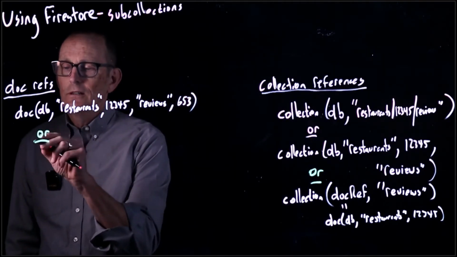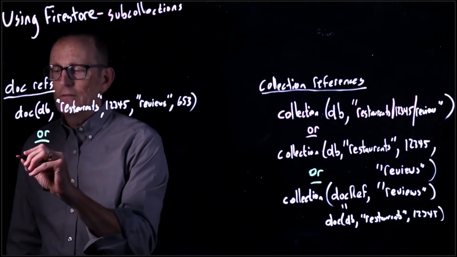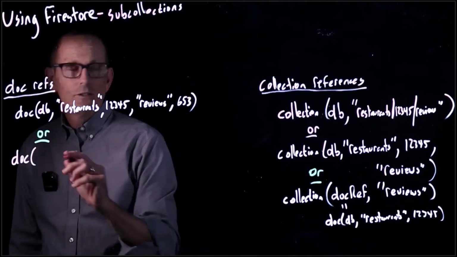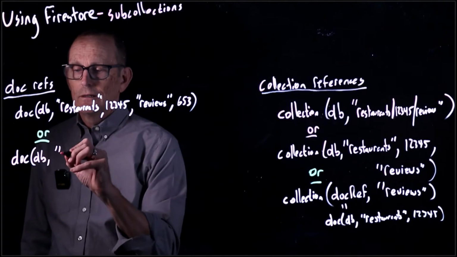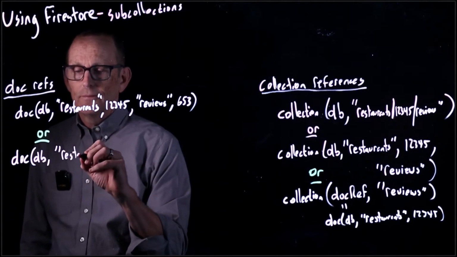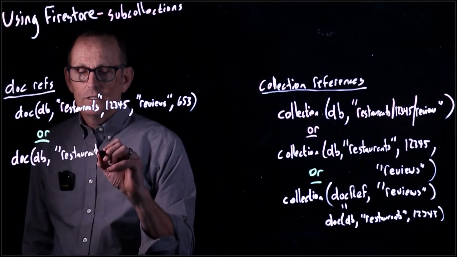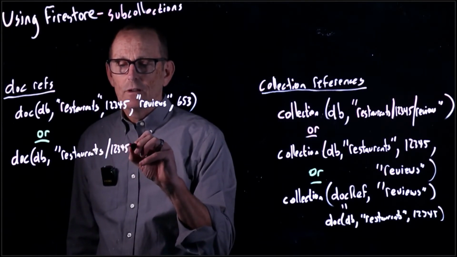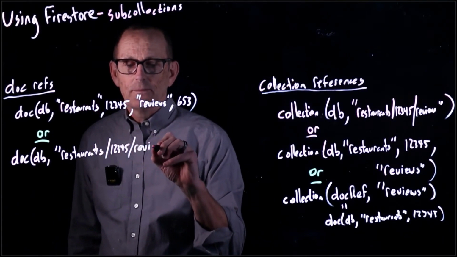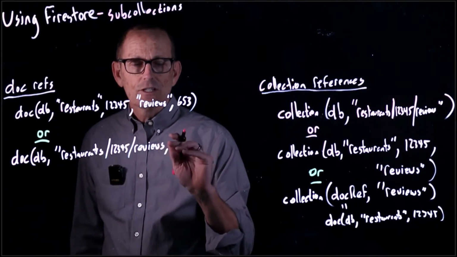Alternatively, we can use a full path name. So we can actually just provide a single string, slash delimited. So restaurants / 12345 / reviews / 653.